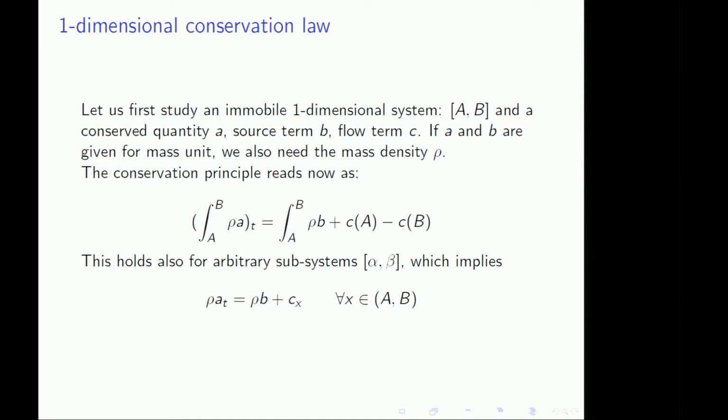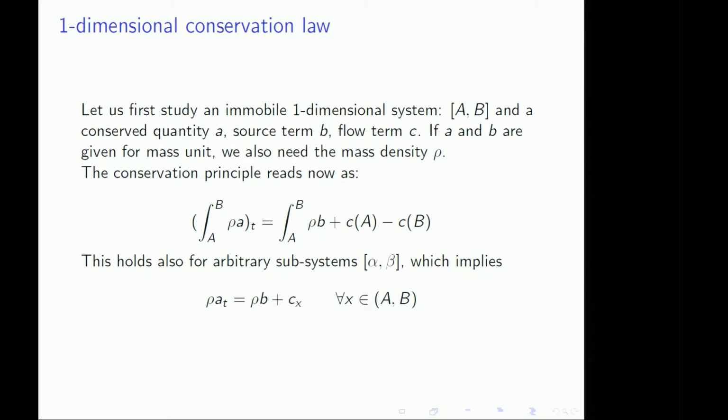It has some conserved quantity, which we denote by A, a source term denoted by B, and on the boundary a flow term denoted by C. In continuum mechanical contexts, we typically give the conserved quantity and source term per mass unit, which means that we also need the mass density, which we denote by rho, because we are making integrals in the length scale, so to get mass integrals, we need the density.